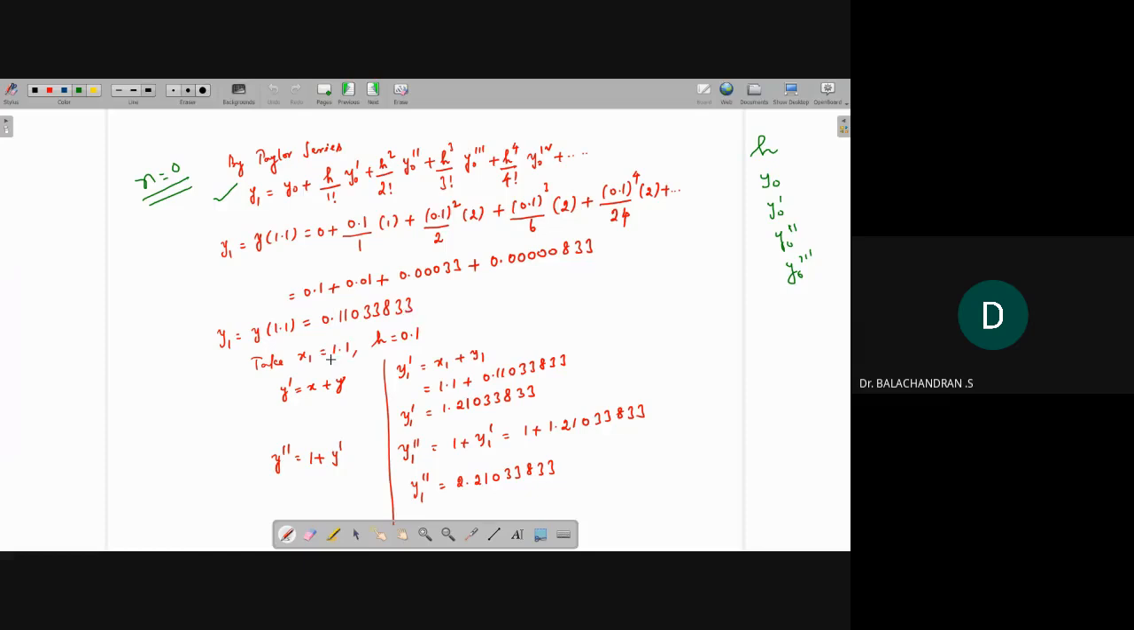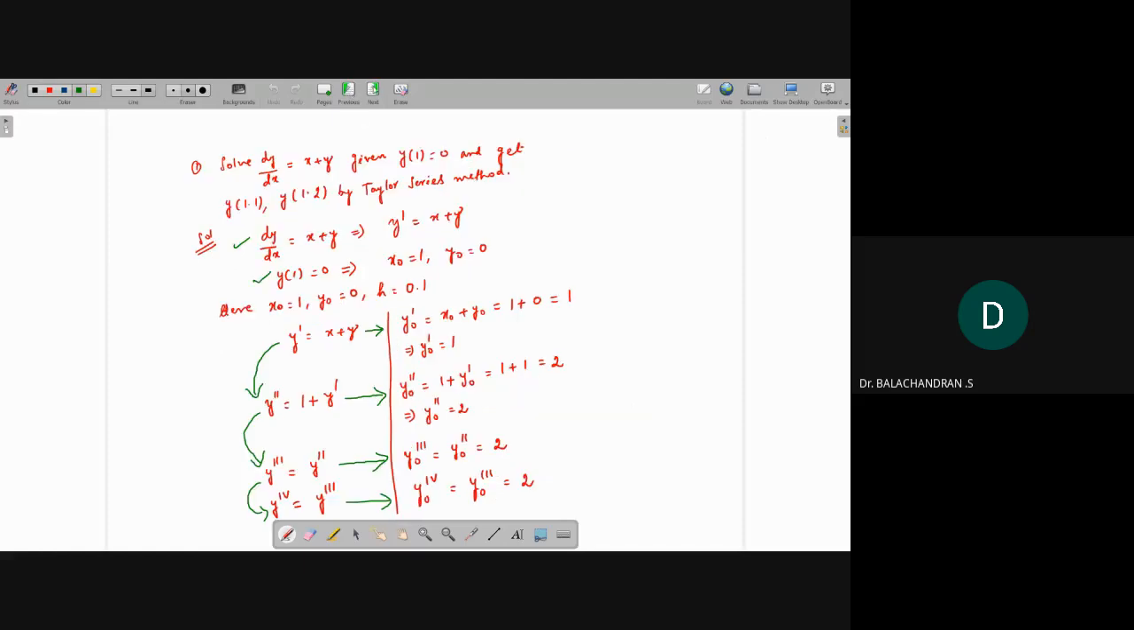So next, take x1 equal to 1.1, and y1 is this value, you know that, and the h is 0.1. Now I am going to find y2. Y2 is y of x2, y of 1.2. So again, same procedure. Okay, y dash is equal to x plus y. That is given in the question.